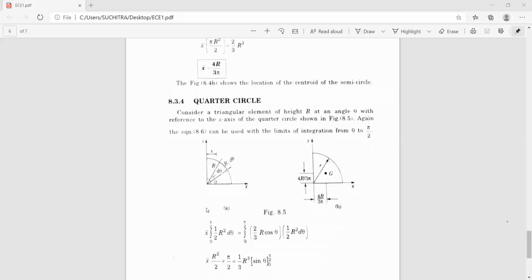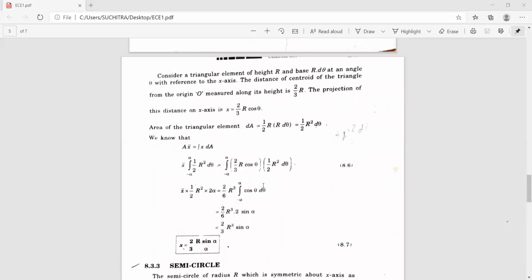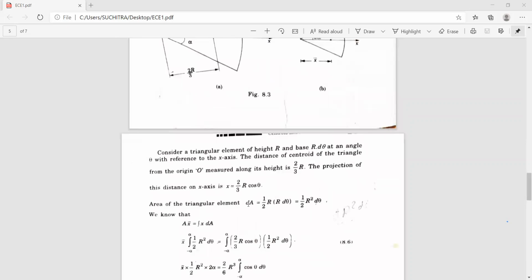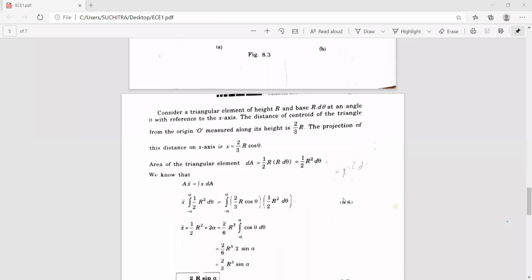So now let us find. Here A x bar is equal to the integral of x dA. So first we have to find the area of the elemental strip. Correct? The area of the elemental strip is half into r d theta, that is half r square d theta, and the value of x is 2/3 r cos theta.